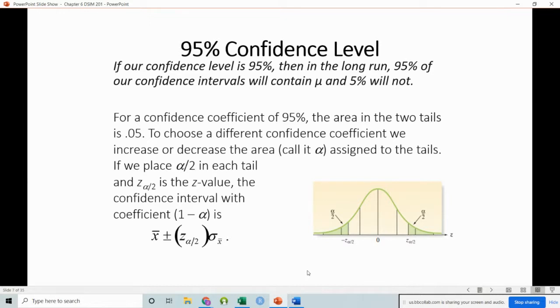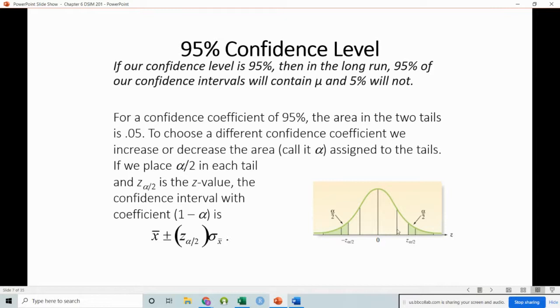To choose a different confidence coefficient, we increase or decrease that area, called alpha, assigned to the tails. If we place alpha divided by 2 in each tail, and z alpha divided by 2 is the z value, the confidence interval with coefficient 1 minus alpha is x bar plus or minus z alpha/2 times sigma over root n.